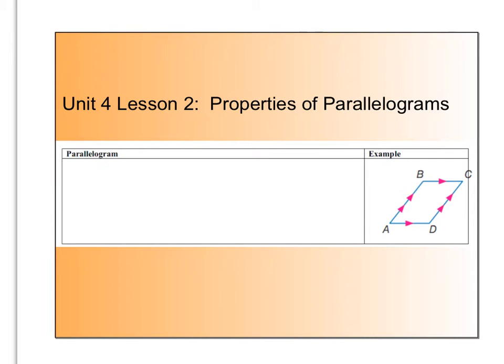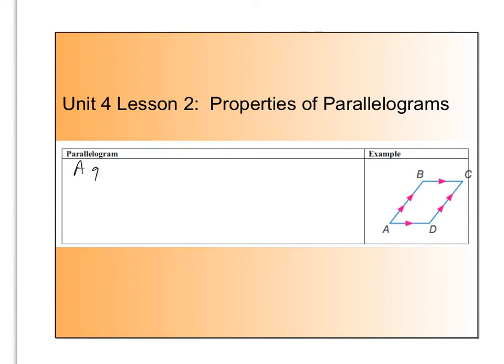Today we are going to do Unit 4, Lesson 2, and we're going to dig deep into parallelograms. As you can see from this picture over on the right, we have a quadrilateral with two pairs of opposite sides parallel. Remember, when they have extra arrows on the sides, that means they're parallel. So side BC is parallel to side AD, and side AB is parallel to side CD. So let's write that down.